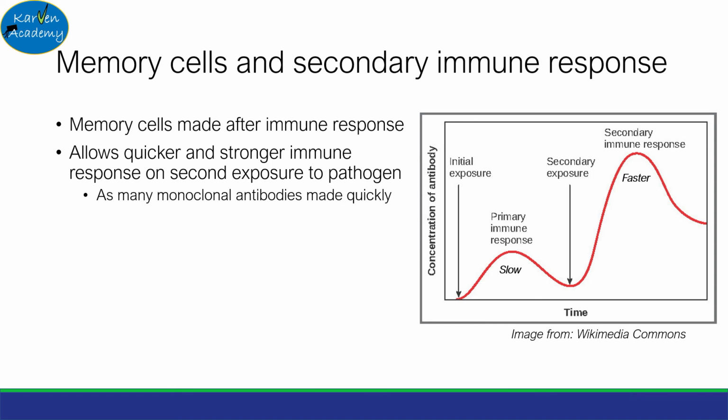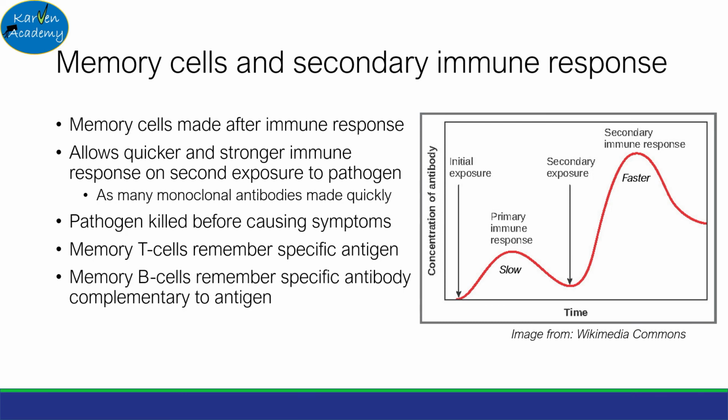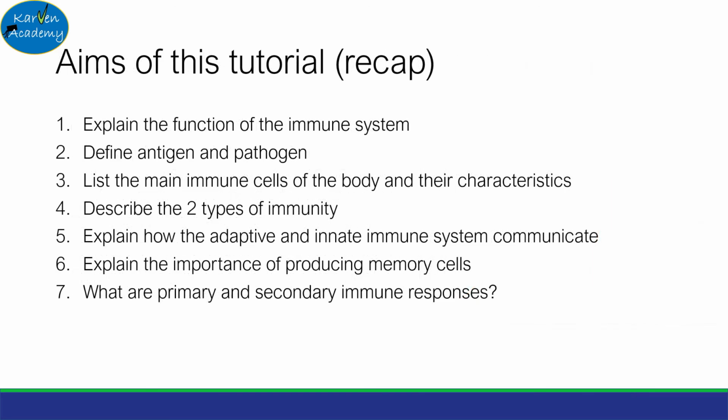Anyways, many monoclonal antibodies can be made quickly and pathogens can be killed before even causing symptoms. And generally, memory T cells remember the specific antigen of the pathogen, while memory B cells remember the specific antibody complementary to the antigen. So here's a recap of the aims that we went through in this tutorial.